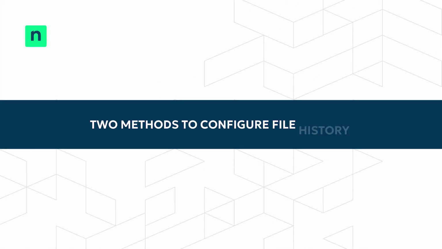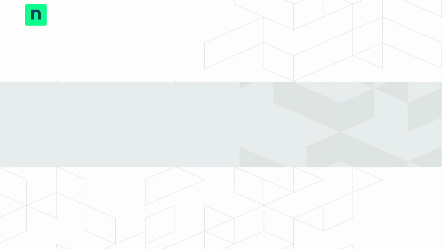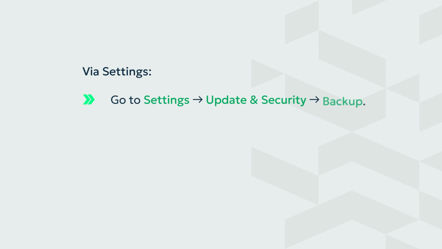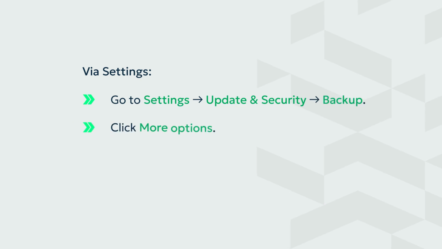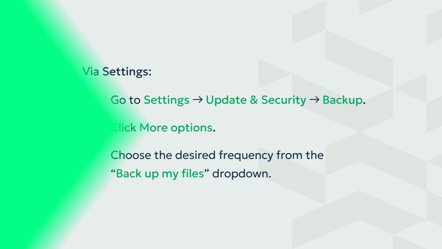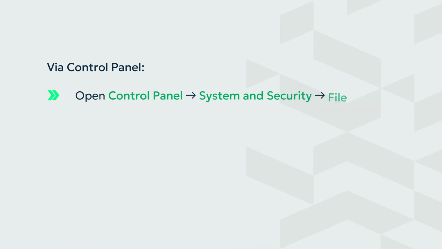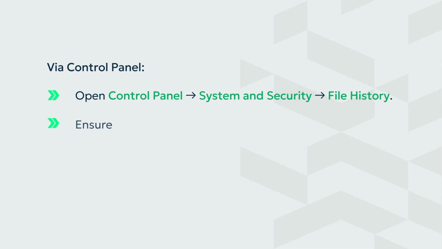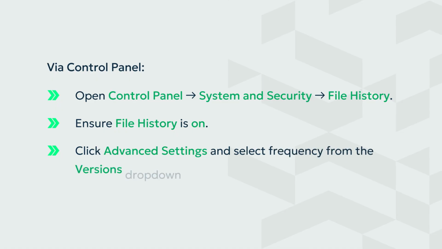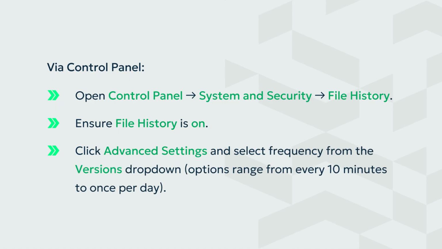Here's how. Two methods to configure file history. Option 1, Settings. There, go to Update and Security and find Backup. Click on More Options, drop down Backup My Files, and choose your backup frequency. Option 2, Control Panel. Open it and go to System and Security, then File History. First, check if it is on. Then click on Advanced Settings and select Frequency under Versions. Either way, options range from every 10 minutes to once per day, so choose wisely.